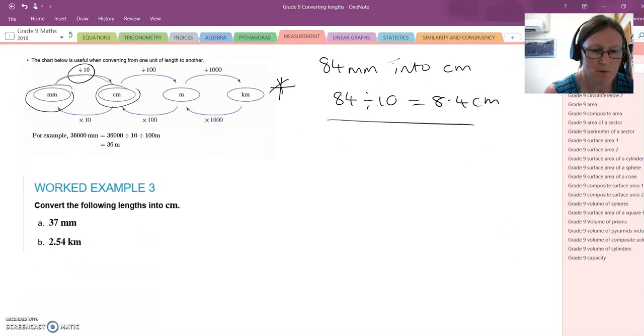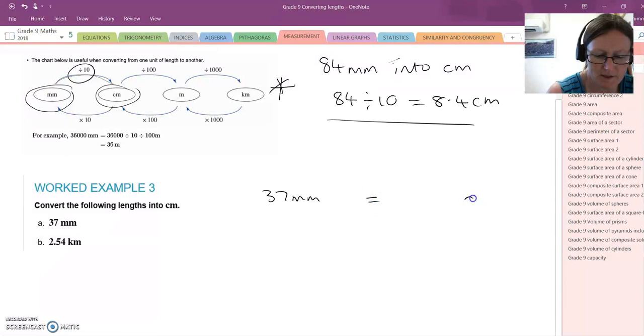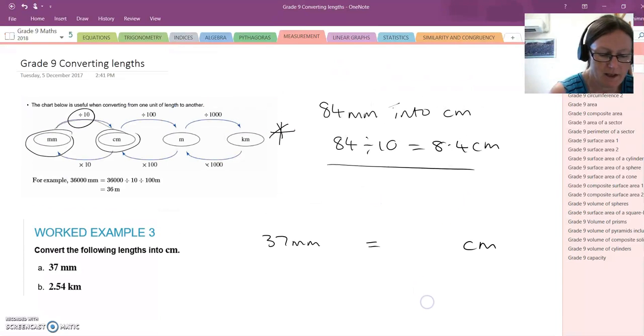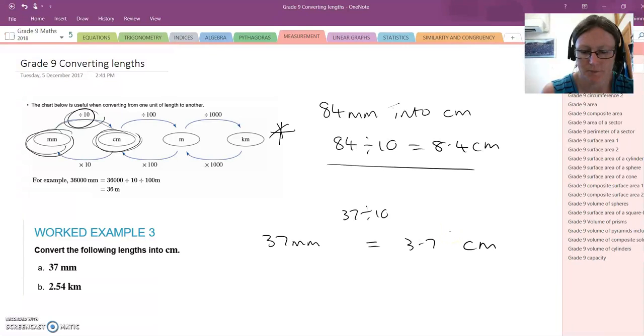Your textbook has a couple of worked examples. So we've got 37 millimetres and we're wanting to convert it into centimetres. Again, here, let's start at millimetres and we divide by 10 if we're wanting to convert to centimetres. So 37 divided by 10 gives us 3.7 centimetres.